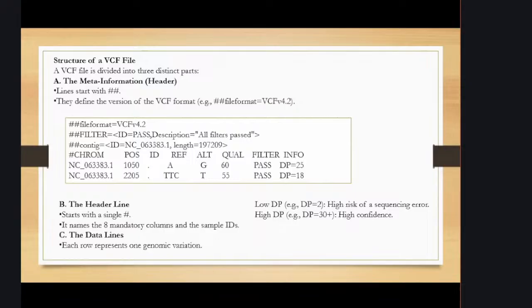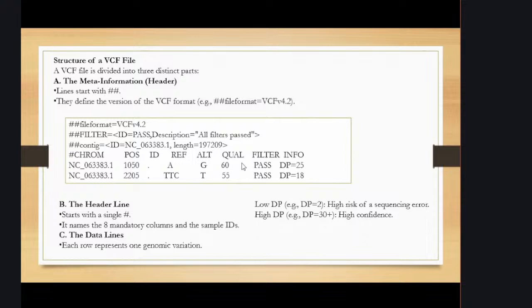But in this row, you can see in the fourth row there is only one hash. If there is only one hash, it means this is the main header line. In the header line you can see the chromosomes; the names of the chromosomes are listed. This is the reference chromosome, this is the position, this is the ID, this is the reference nucleotide present in the reference genome, and this is the altered nucleotide present in your read dataset, in your contigs.